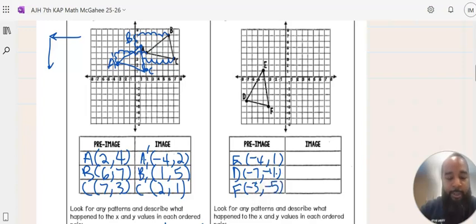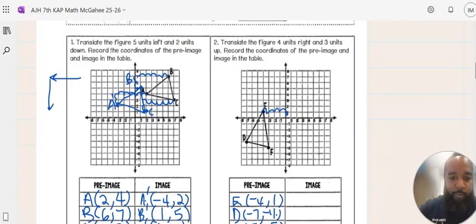Okay, so then if I write my new coordinates based on that, well, first let me go ahead and just go to the right 4. So that would be 1, 2, 3, 4. And then up 3. 1, 2, 3. So there's my E. Then I have my D, 1, 2, 3, 4, 1, 2, 3. It's my D. And then F, 1, 2, 3, 4, 1, 2, 3. So if I connect my dots, there we go.